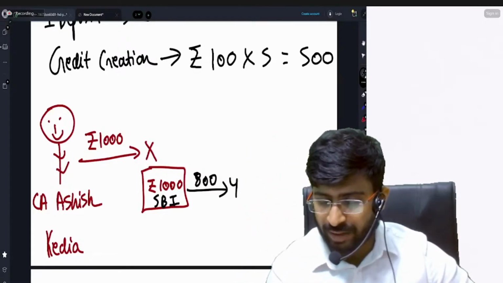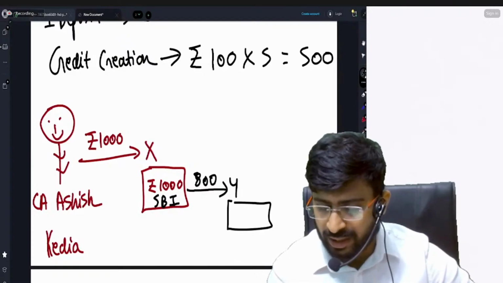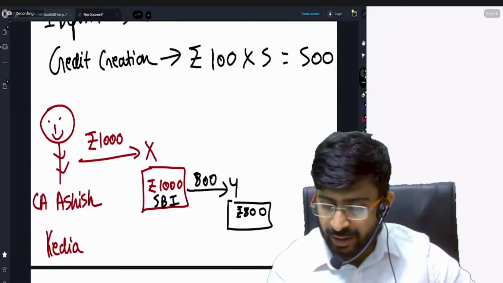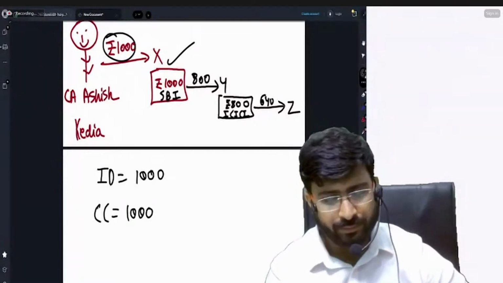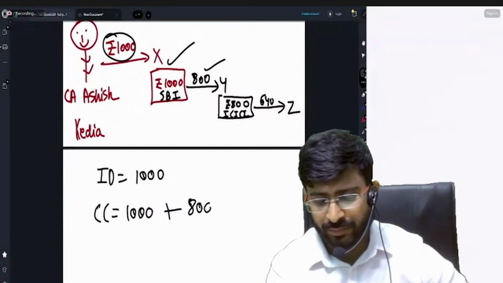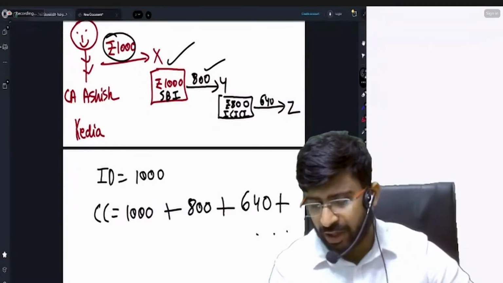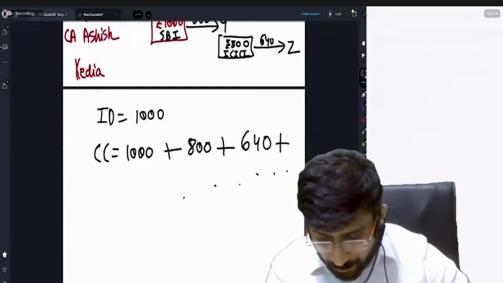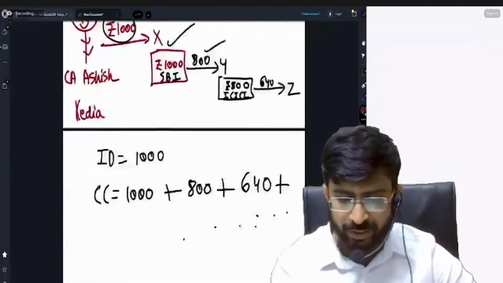Why does he make a payment or deposit this money in his bank? First of all, then it was 800. Then it was 640. Similarly, it will continue. Yes or no? So if you keep adding them up, you will reach the final figure.